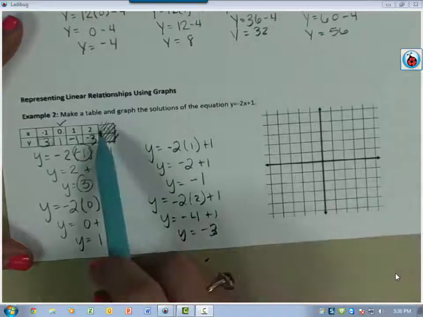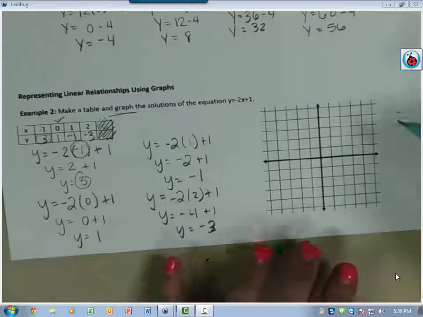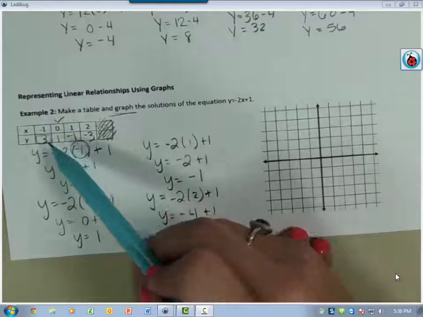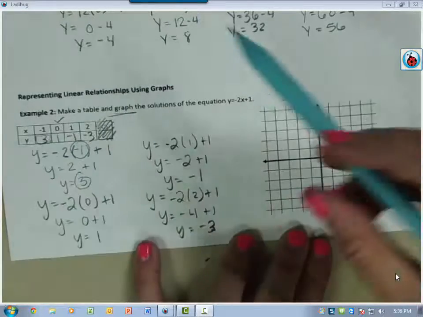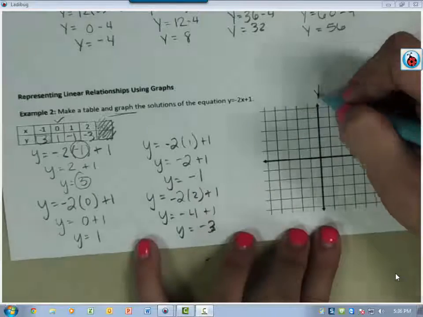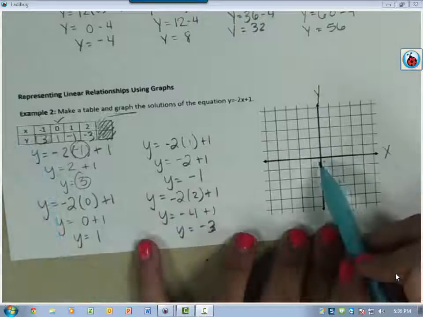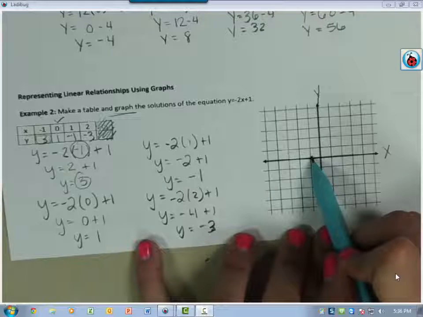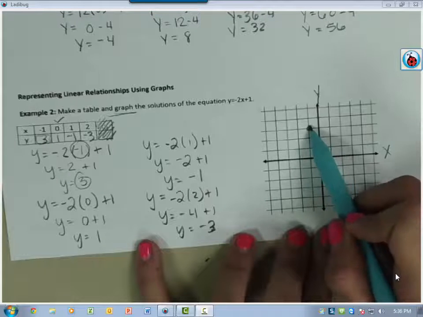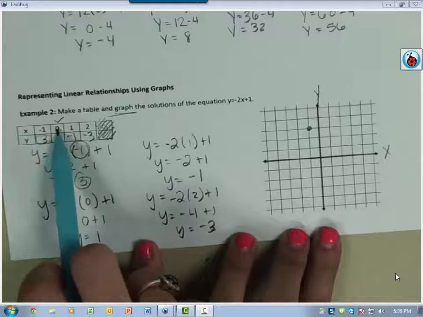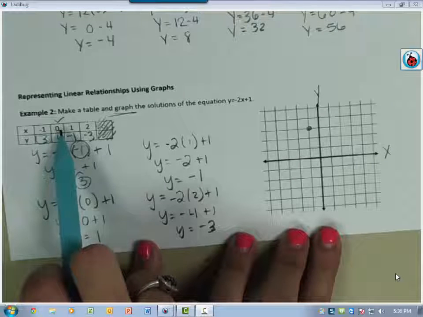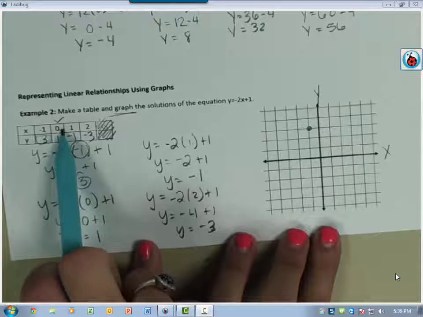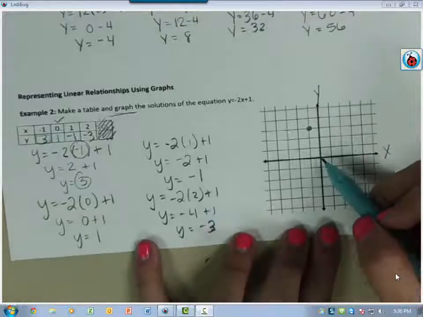Okay, the second part of the question says to graph it. Well, let's graph. Here, your first coordinate is negative 1, 3. This is your x, this is your y. For x, we go negative 1. Then you go up 3. 1, 2, 3. Now, when x is 0, remember, that means where is it going to cross the y-axis? Because see, we go over 0 and we go up 1.